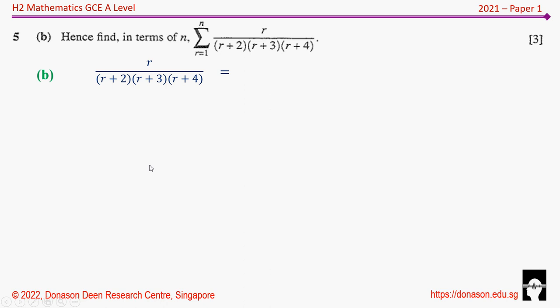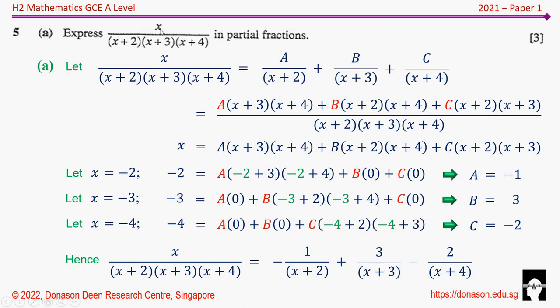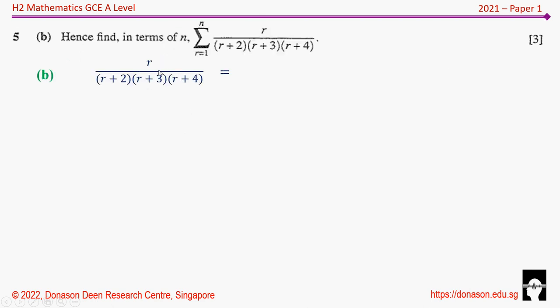Let us now look at part B. Hence, that means we're going to make use of what we did earlier in order to evaluate this. We are told to evaluate from 1 to n the sum of r over r plus 2, r plus 3 and r plus 4. So how are we going to do that? Now if you look at this, what we had in the previous page was x over x plus 2, x plus 3, x plus 4. So they have just replaced the x in terms of r. So this has already been expressed in its partial fraction. So instead of writing x, we could write it with the r.